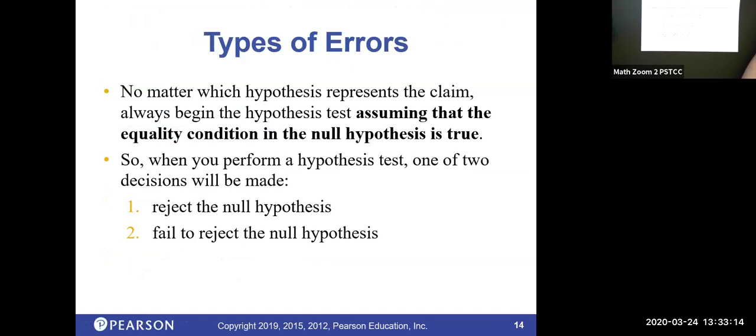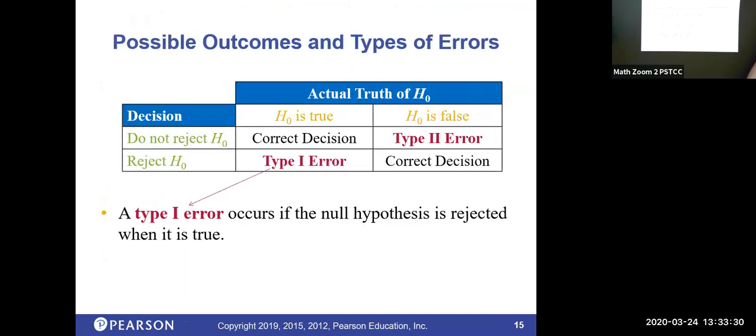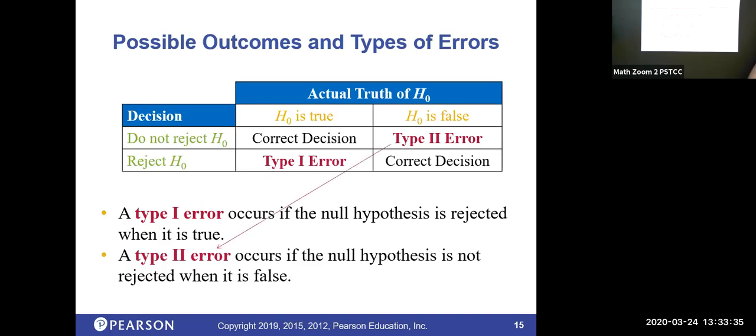So these are the outcomes of the hypothesis test. Either we reject the null hypothesis or we fail to reject the null hypothesis. Now, what we have to be careful of are two outcomes we try to avoid: type 1 error and type 2 error. A type 1 error occurs if the null hypothesis is rejected when it is true. A type 2 error occurs if it is not rejected when it is false.